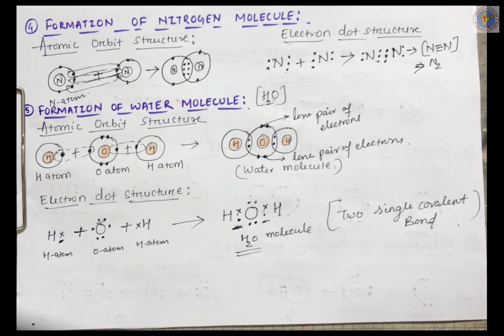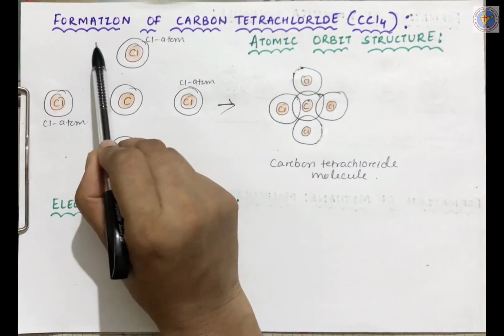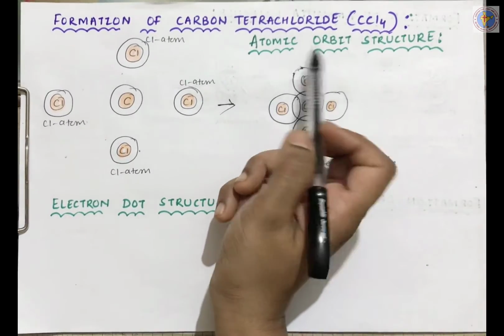Children, if it is asked to draw the electron dot structure, you need to draw the electron dot structure, or if it is asked to draw the atomic orbit structure, you need to draw the atomic orbit structure only. Now let us learn the formation of carbon tetrachloride.